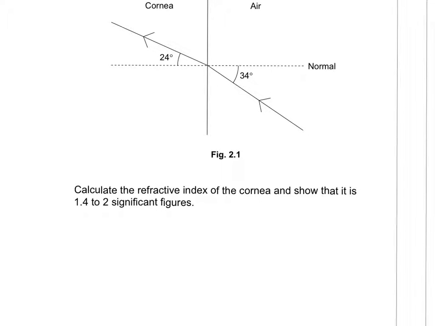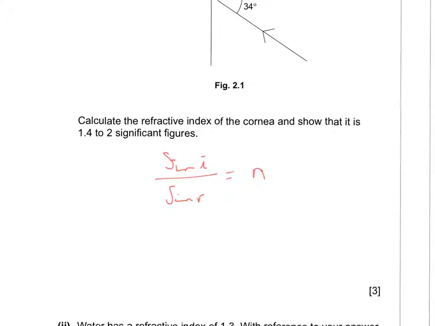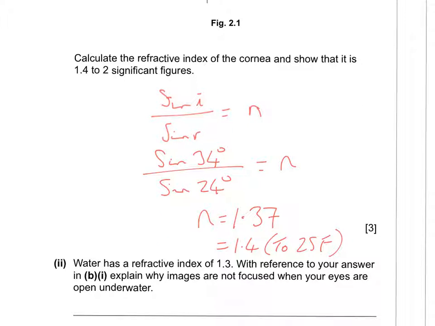Right, so we have our Snell's law equation to fill in. So sin I over sin R equals n. And so we have sine of 34 over the sine of 24 equals n. And that comes out to be 1.37, which is 1.4 to 2 significant figures, which is what we were asked for. Just be careful about your calculator being in degree mode when you start taking sines of angles.